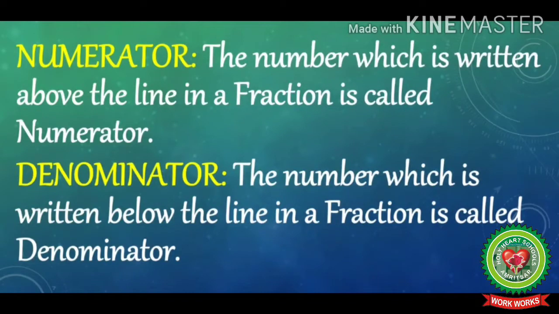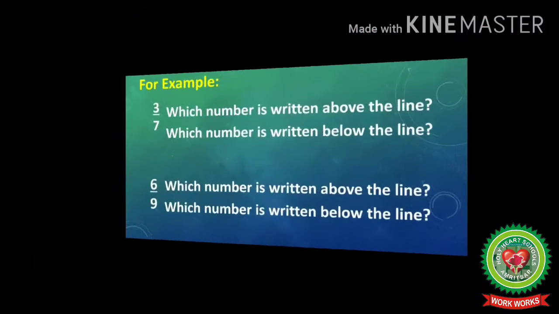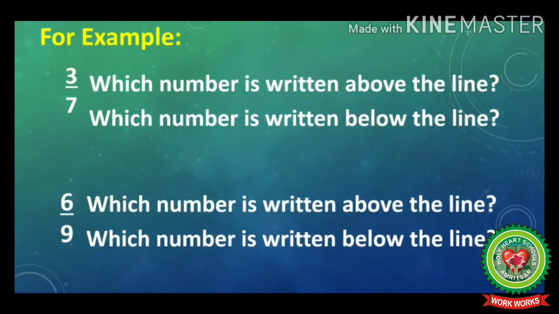Children, we can denote numerator and denominator as N and D. It should be capital. Now let us see one example. Suppose our first example is 3 upon 7. Now which two things do we have to observe? Which number is written above the line and which number is written below the line. Similarly, in the second example, that is 6 upon 9, we will observe the same things.